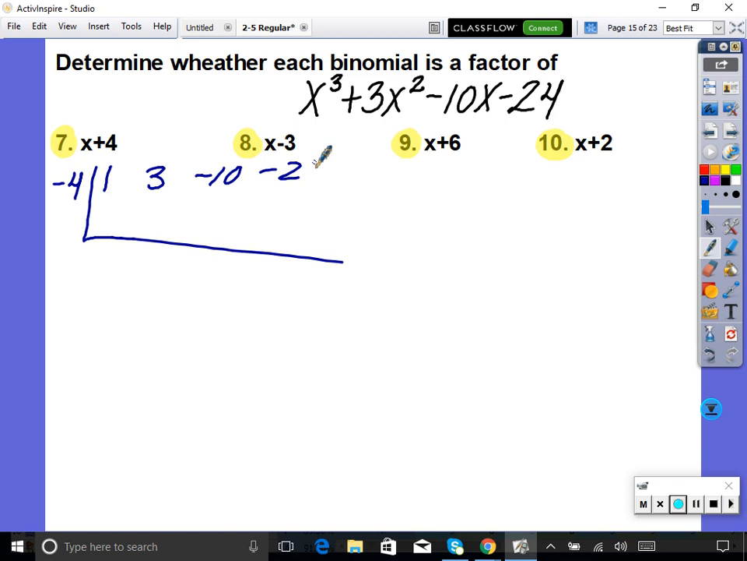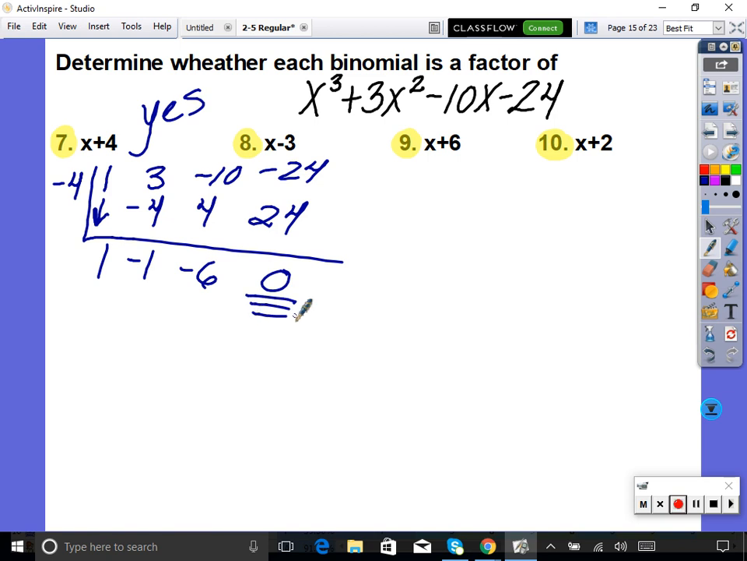Let's all go through this one really quick. So we drop this down. 1 times negative 4, add straight down. 4, add straight down. 24, add straight down. 0. So isn't my answer yes for this one? If the remainder is 0, then it divided evenly. Therefore, that's a factor. All good. Do you see how this works? So if my remainder would have come out something that wasn't 0, I'd say that's not a factor. Pretty good? Yep, on those ones, yes.